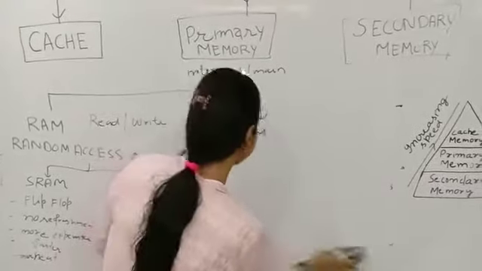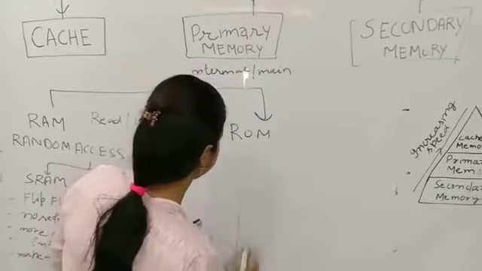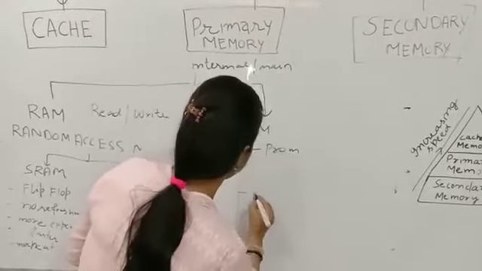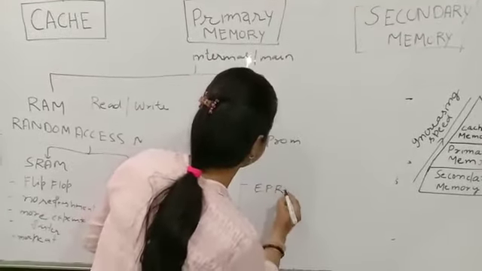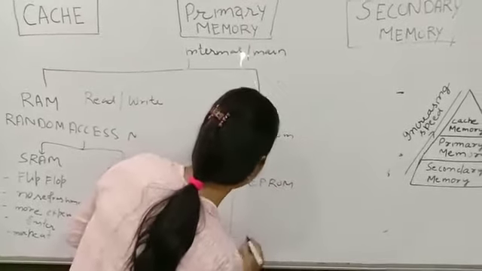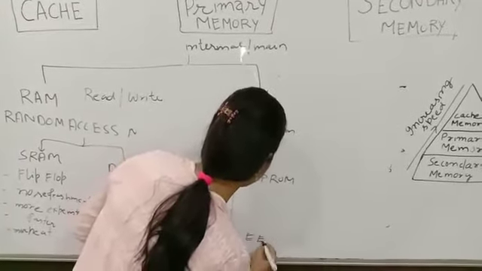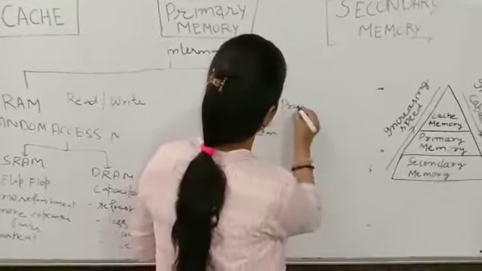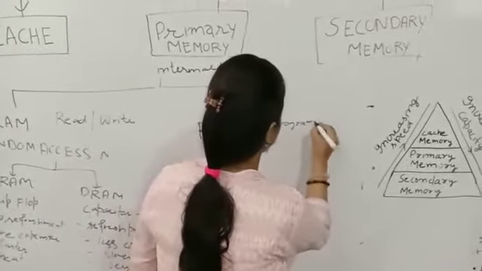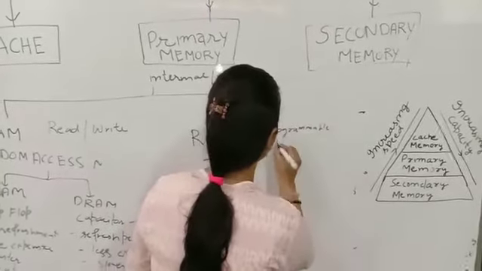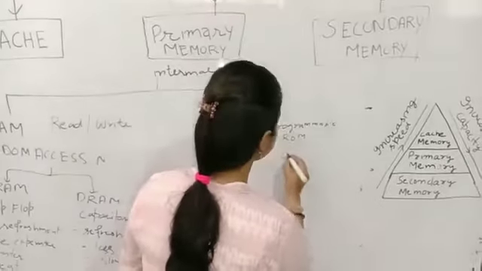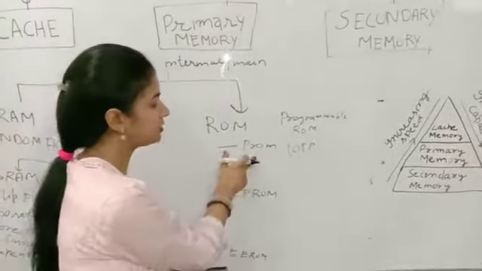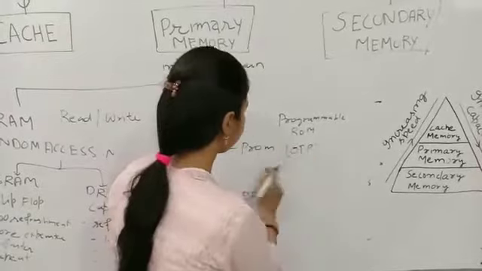This is of 3 types, that is PROM, EPROM and EEPROM. PROM is programmable ROM. This is also called OTP because in this we can program only once. So this is called OTP.